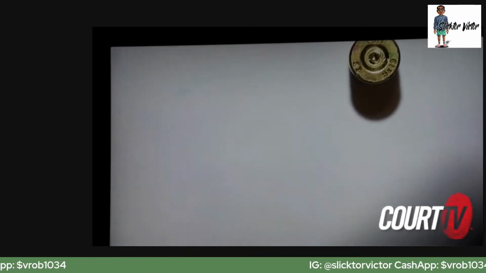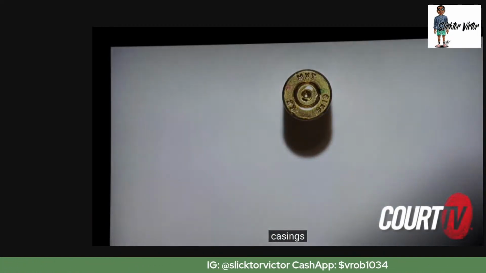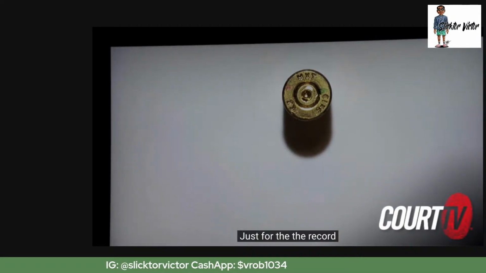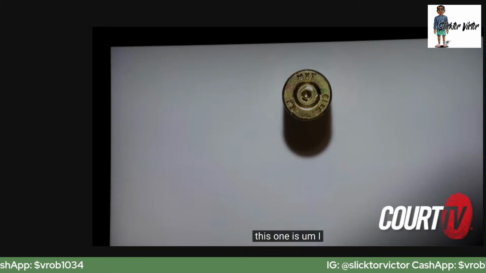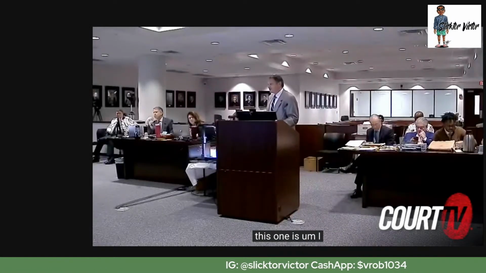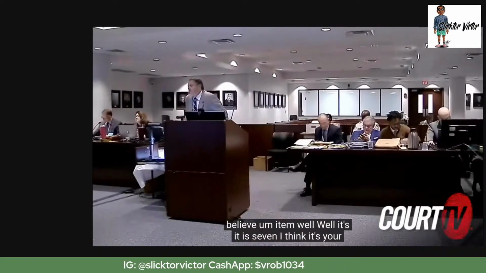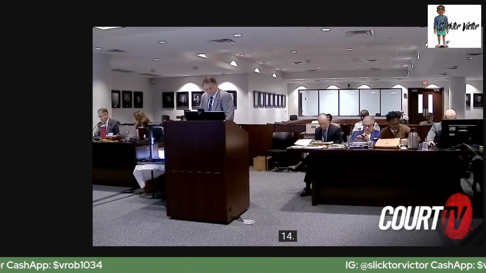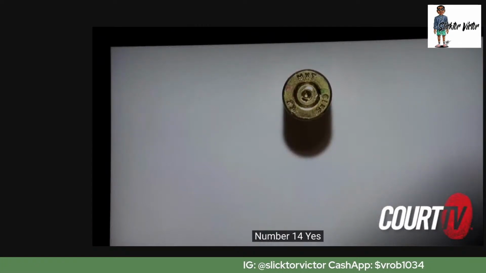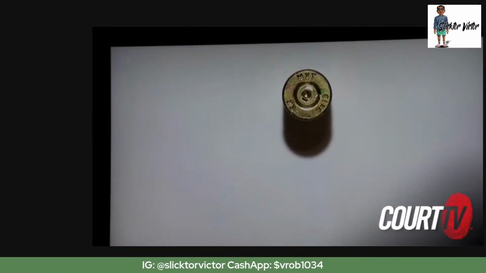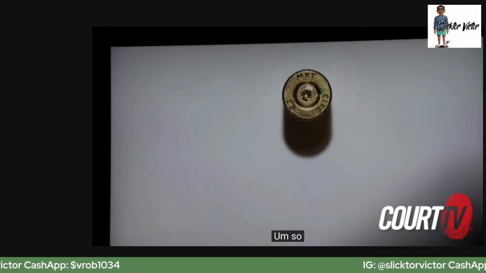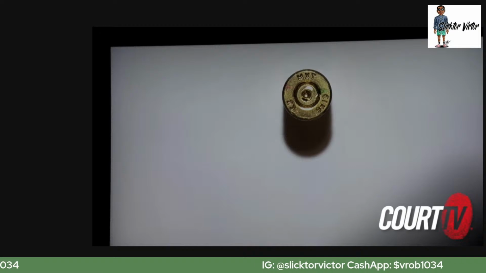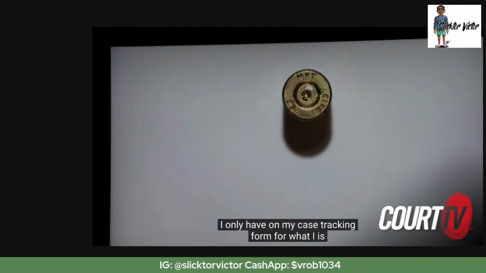Judge, just for the record, we're talking about item 7 and 9.1, 9.2, is that right? This one is, I believe, item, well, it is 7. I think it's your 14. Number 14, yes. So I only have on my case tracking form for what is FDLE item 7 from 7688.